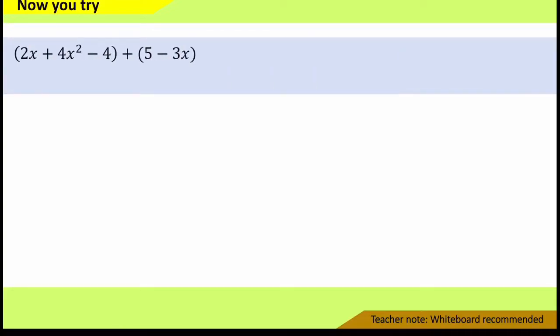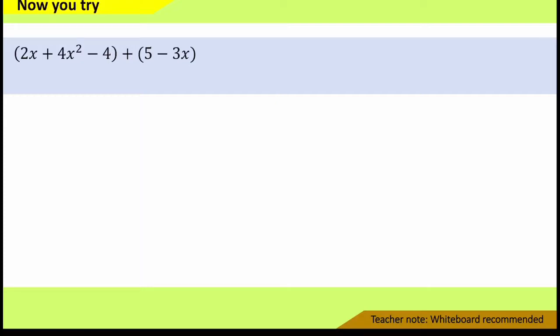So here we have 2x plus 4x squared minus 4 plus 5 minus 3x. I want you to notice that this is not in standard form. Neither expression is in standard form. I did that on purpose to confuse some students on their first go. I want them to recognize that the 4x squared is on its own in this case. You'd have to add the two x's together and the 1's together.